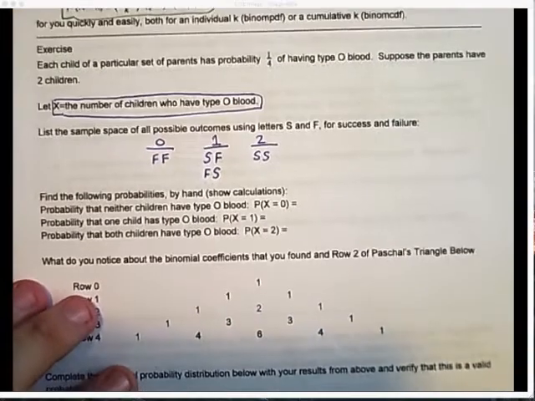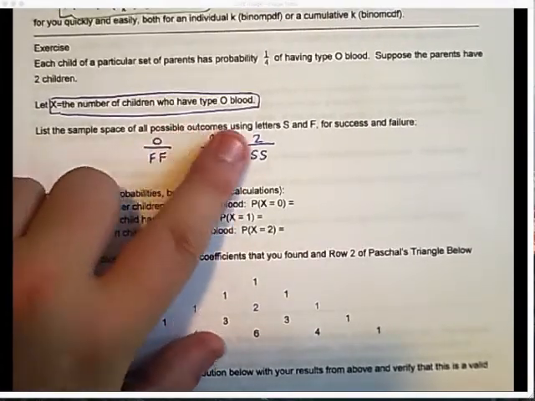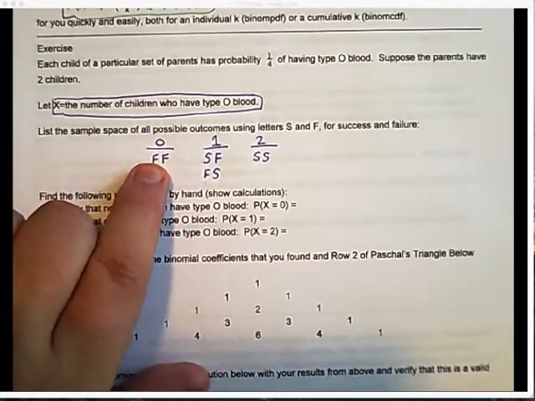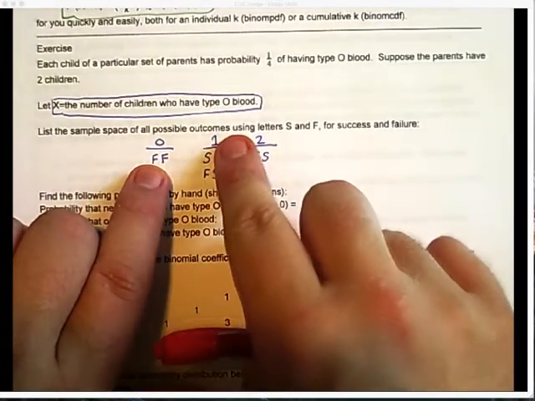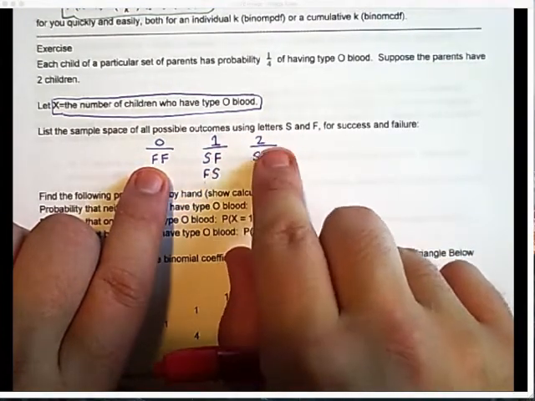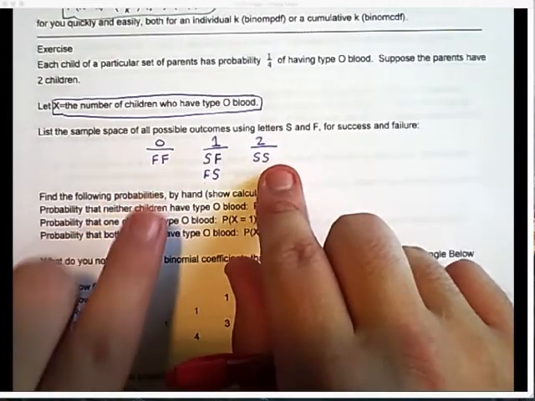So here's what we're going to do now. There's only 4 possible outcomes. Both children do not have type O blood. 1 child has type O blood. There's 2 different ways to do that. Or both children have type O blood. There's only one way to do that.